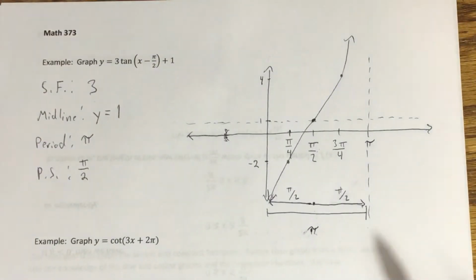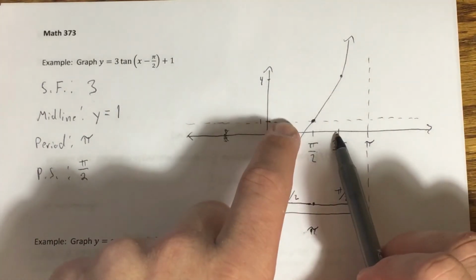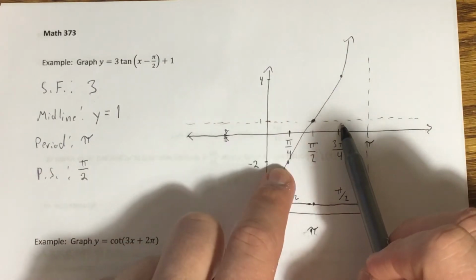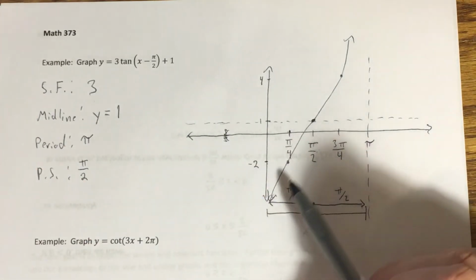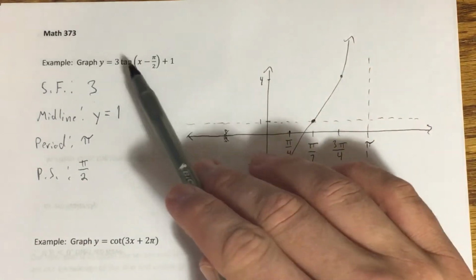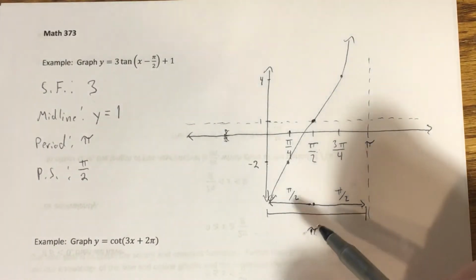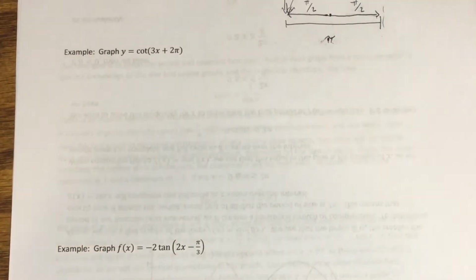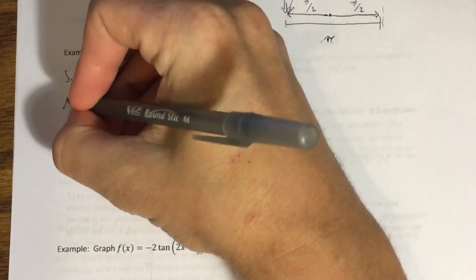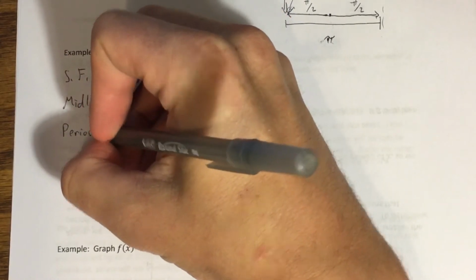One thing I wanted to point out here, when you plot these 2 points corresponding to pi over 4 and 3 pi over 4, notice I put 1 up here and 1 down here. Knowing which one goes up and which one goes down comes from whether the curve should be increasing or decreasing. Remember, the tangent function should be increasing, so as we go from left to right, these points should be going uphill. Cotangent is a decreasing function on any one of those intervals, so we have to plot those points accordingly. Same information: stretch factor, midline, period, phase shift.